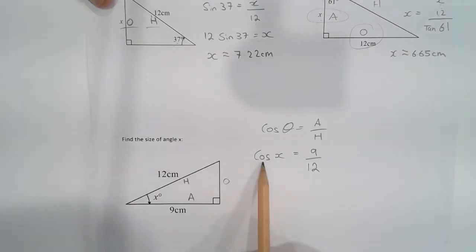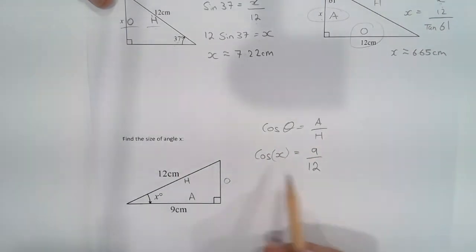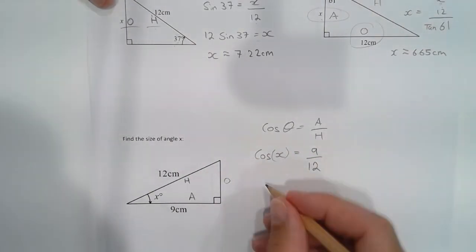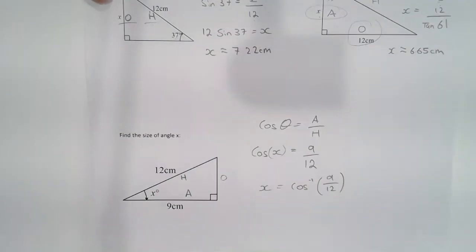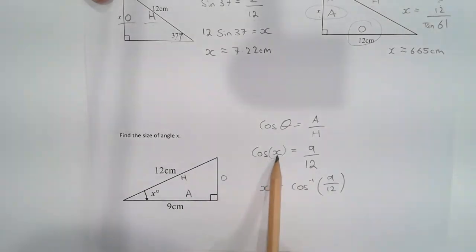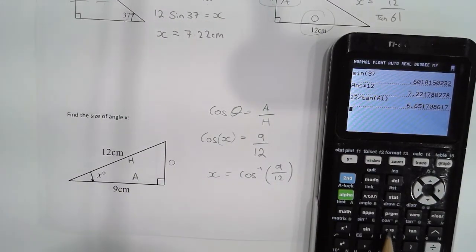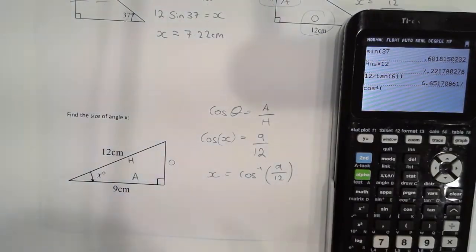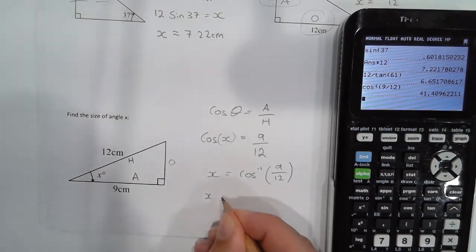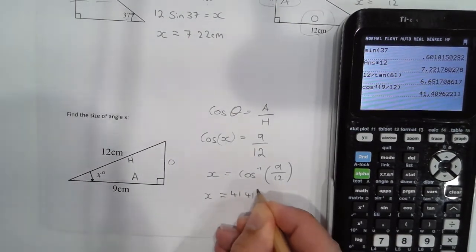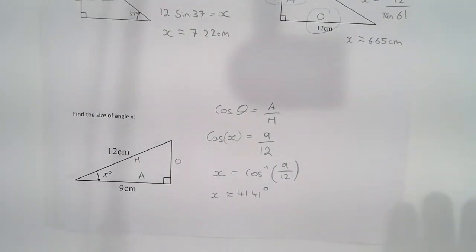Now when you rearrange this, you can't divide by cos because it's part of this. So we need to take the inverse. It looks like cos inverse, or cos to the negative 1. Whenever you find an angle, you always have to do this inverse. To do that, it's usually shift cos, or second function on mine, and you'll see it says cos minus 1. Then I type in my 9 divided by 12, and it will give me the angle: 41.41 degrees.